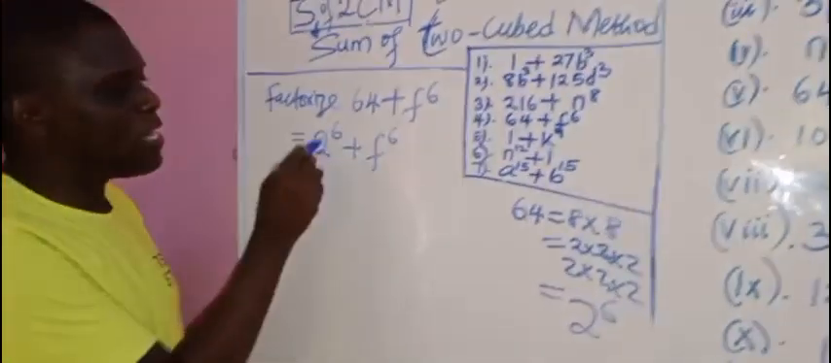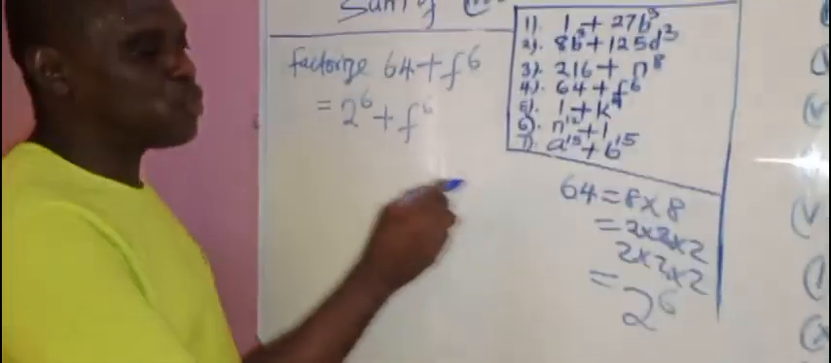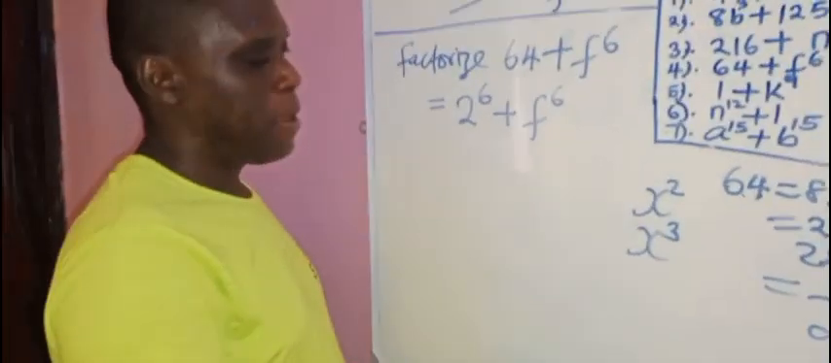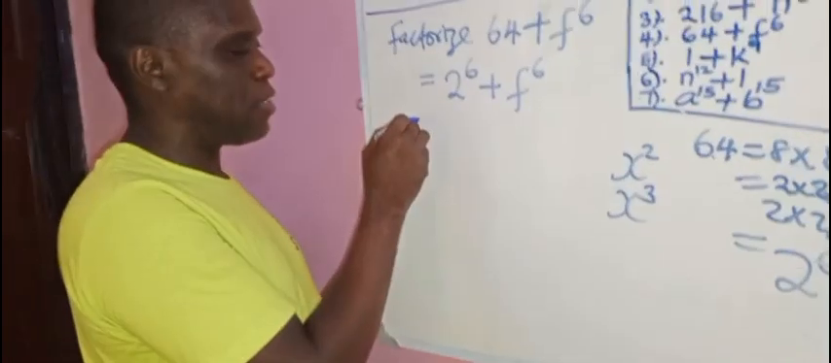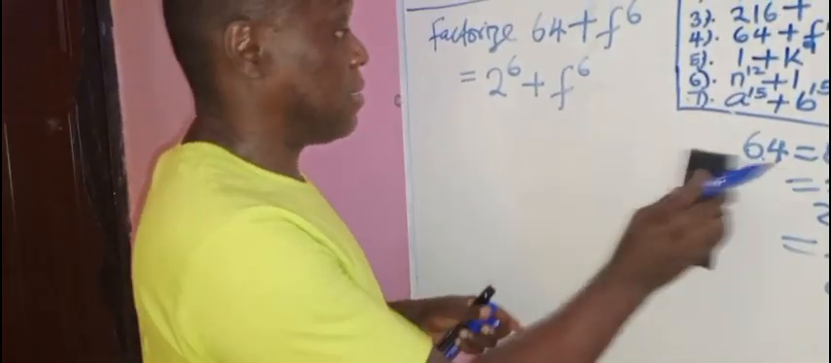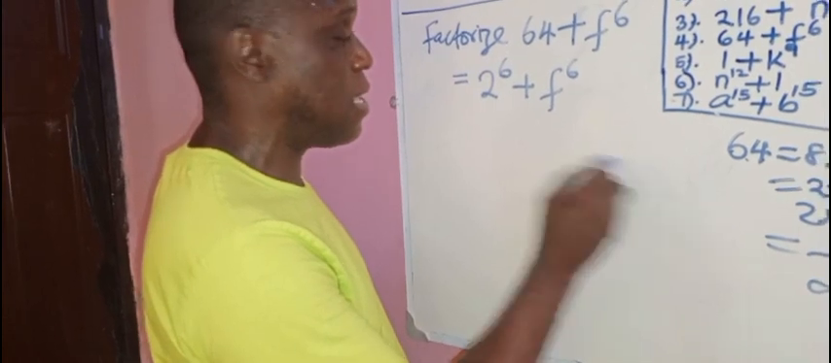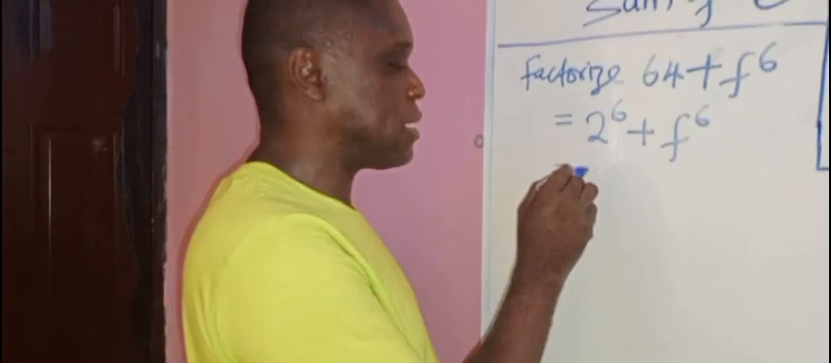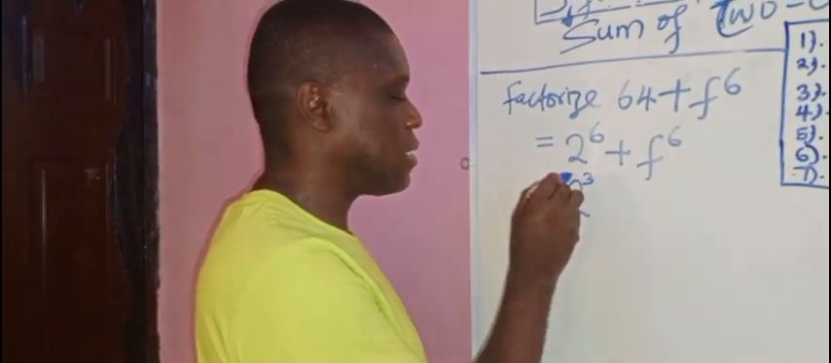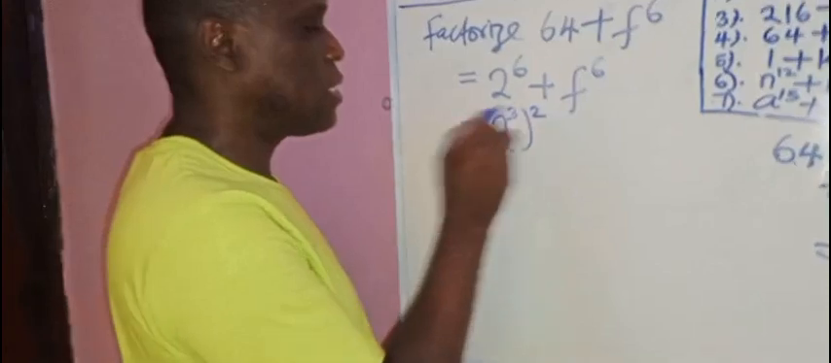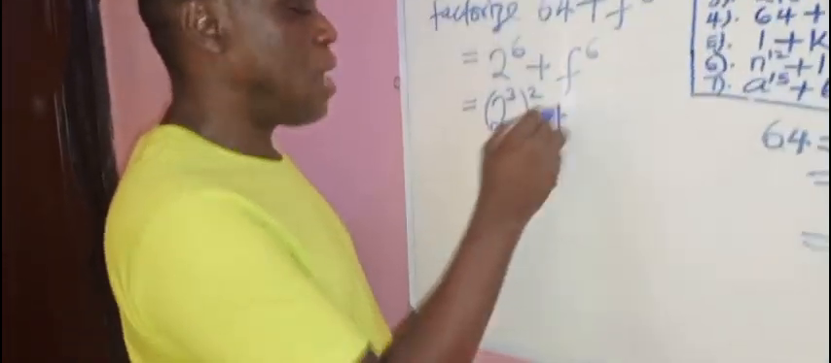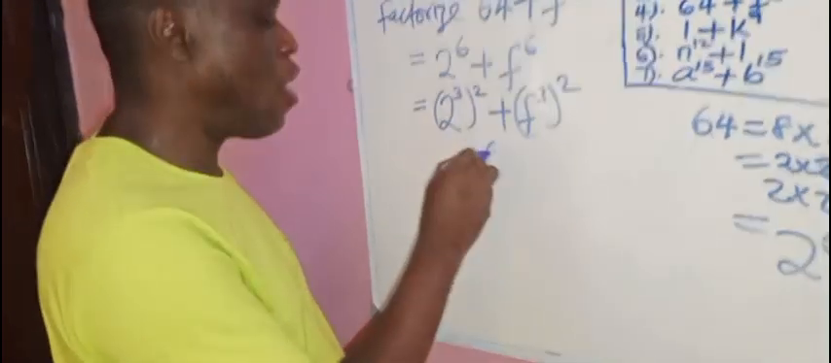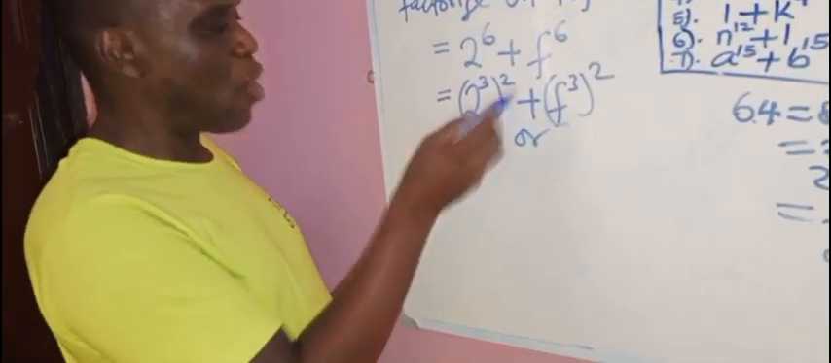Now, if you look at the exponent, it should either be something raised to the power 2 or something raised to the power 3. So I can get that from this. There are 2 ways I can get this. You are free to choose any one that you like. You either say 2 raised to the power 3 squared plus f raised to the power 3 squared, or let's see, it can be the other way around.